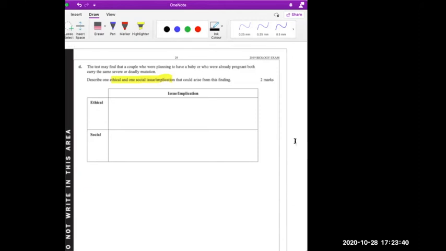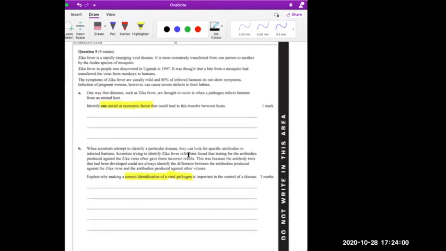You just want to make sure that if you're putting something down that's ethical, it's something that's kind of tough to answer. There's no right answer here. It's just up to the individual, and it's a tough decision. With social, you want it to relate a bit more to the wider context of things. Okay.